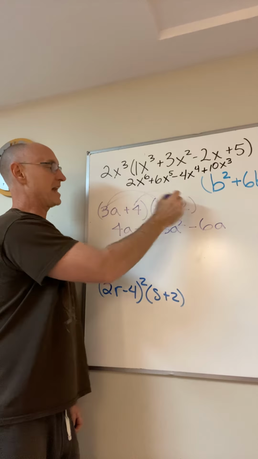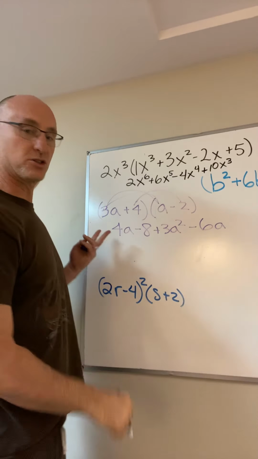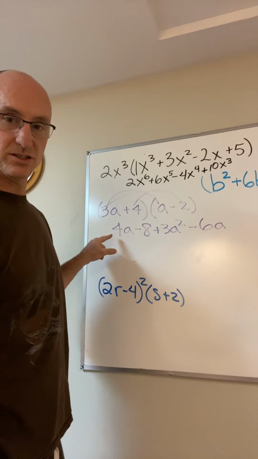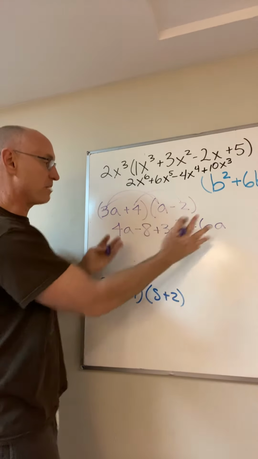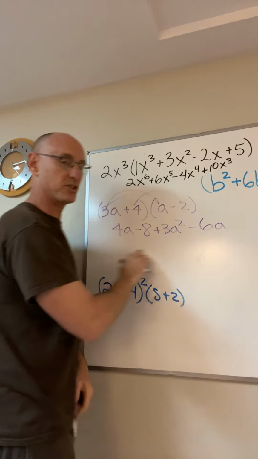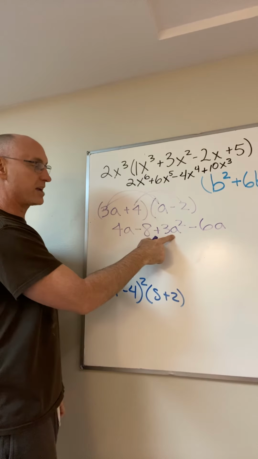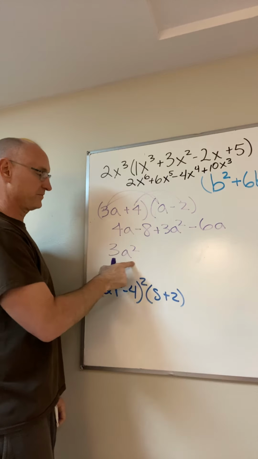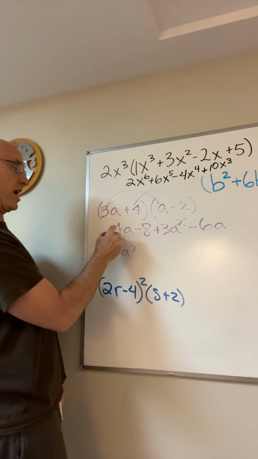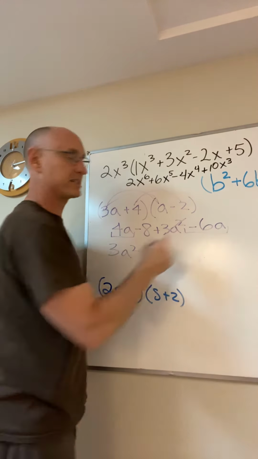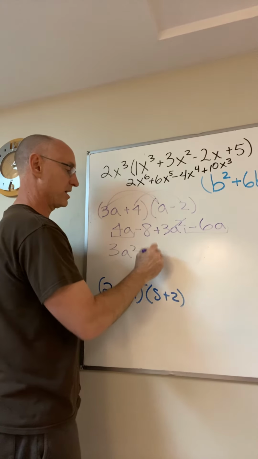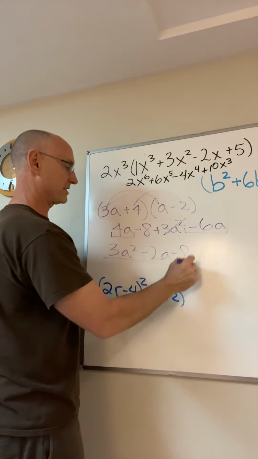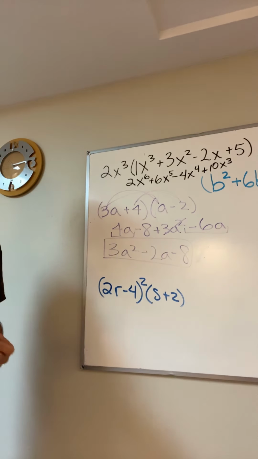So we call that double distribution because you're distributing both of these one at a time and you're getting this answer. Then you just combine like terms and write your answer in descending order. So 3a squared is all by itself, 3a squared like that. And then you've got 4a minus 6a. So 4 minus 6 is minus 2a. And then minus 8 all by itself, and that's how you get that answer, okay?